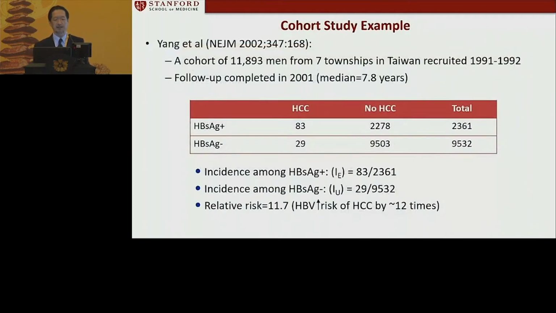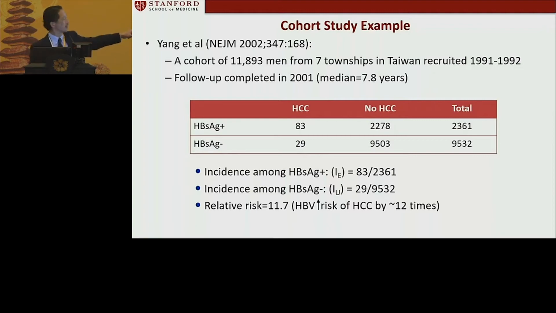This is an example where hepatitis B was considered as a cause of hepatocellular carcinoma. It's a 20-year-old study, but it's still a gold standard. This was a large community study, 11,000 people in Taiwan, and they were followed for 8 years. At the beginning of the study, they determined who had surface antigen and who did not, and determined at the end who developed hepatocellular carcinoma or not.